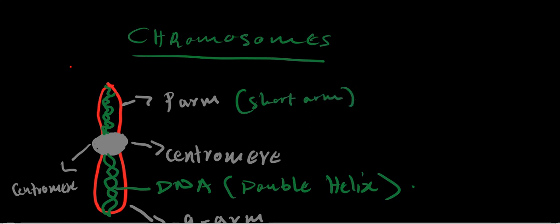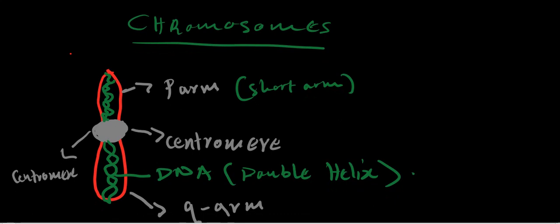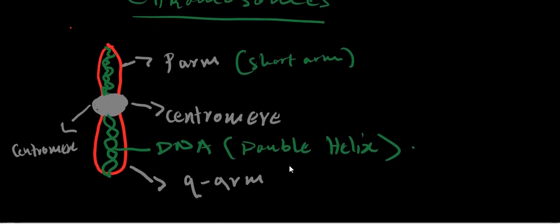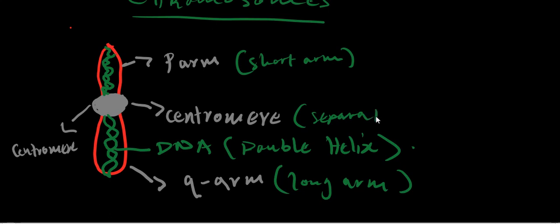And then this other guy, which is down there, which is the Q, is known as the what? The long arm. Okay, so these two regions are being separated. This guy, the centromere, is just separating the two arms.